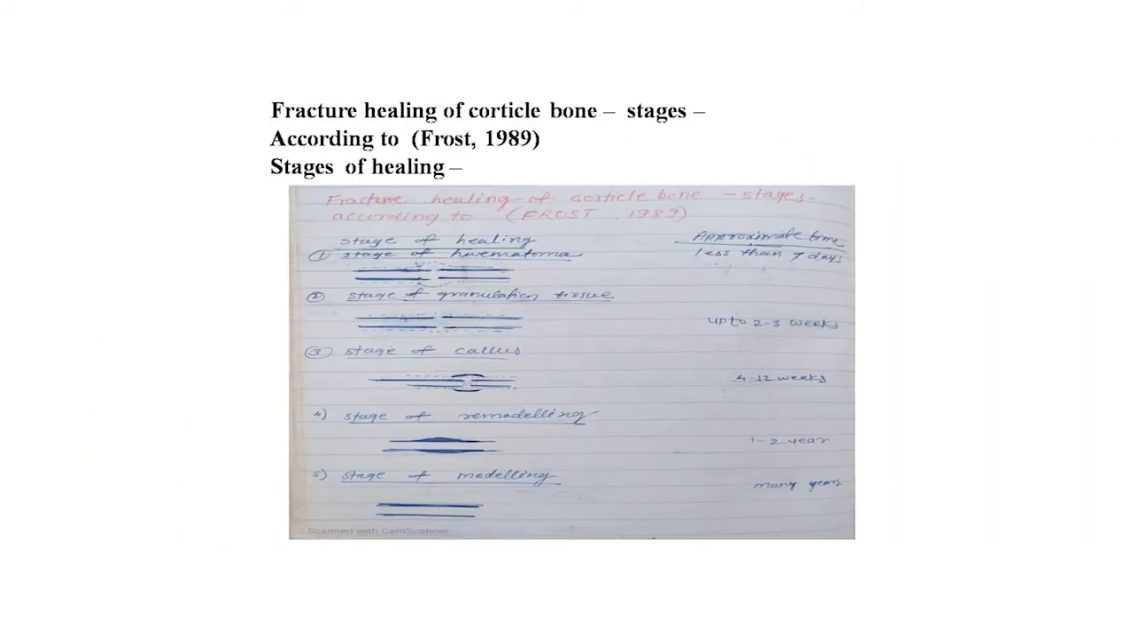Now the stages of fracture healing of cortical bone according to Frost, described in 1989, are as follows. The first stage is the stage of hematoma, taking less than 7 days. The second stage is the stage of granulation tissue, up to 2 to 3 weeks. The third stage is callus formation, which takes 4 to 12 weeks. The stage of remodeling takes 1 to 2 years, and the stage of modeling takes many years. And all these depend on your health, the age of the patient, and which bone is fractured.